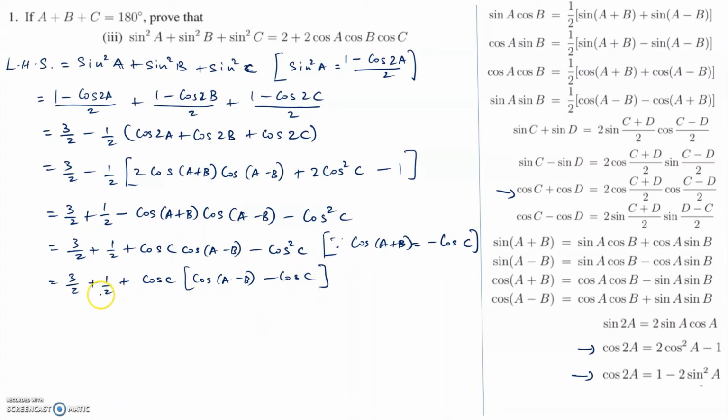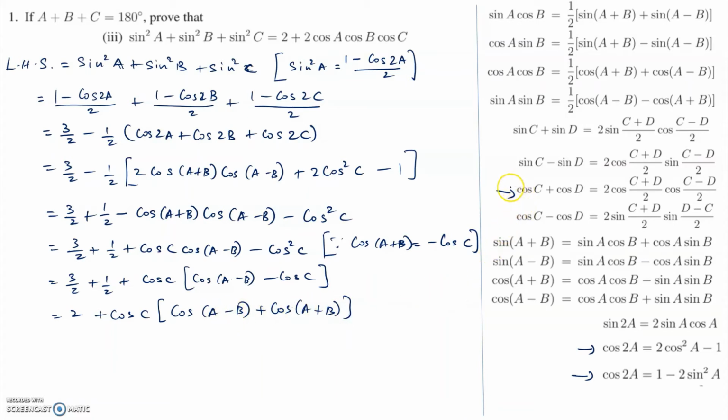So then further, now we can change this as 2. 3 by 2 plus 1 by 2 will be 4 by 2. That's 2. Plus, leave the cos c as it is. Then within the bracket you have cos (a minus b). Then again this cos c will become minus cos (a plus b). So this is plus cos (a plus b).